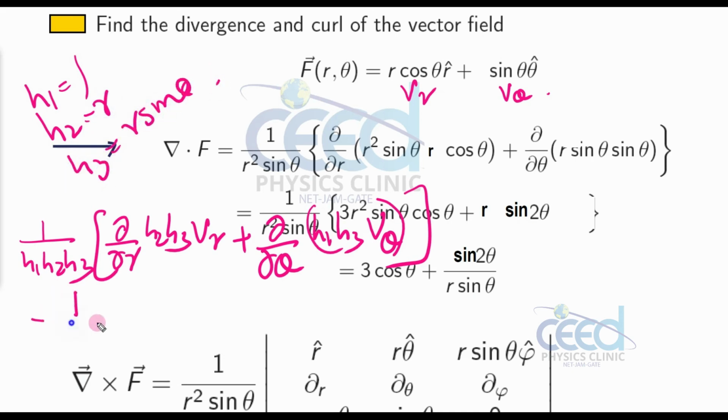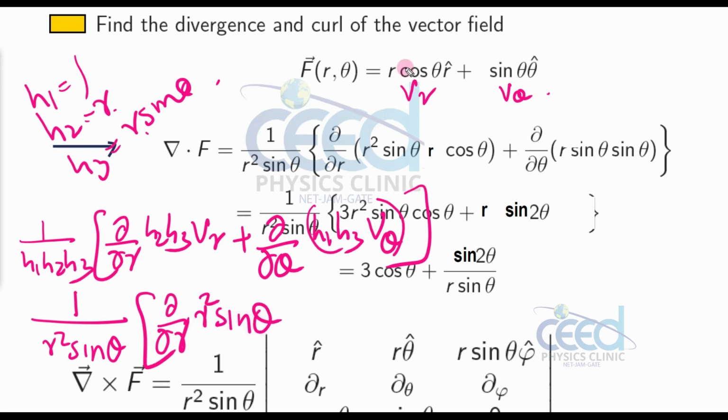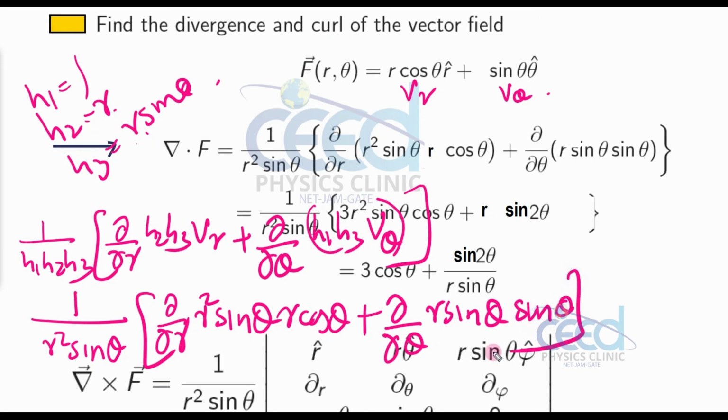Right, when I am substituting this, h1 h2 h3 gives 1 by r² sin θ, into ∂/∂r of h2 h3, that is r² sin θ, into VR, where VR is equal to r cos θ, plus ∂/∂θ of h1 h3, that is r sin θ, into V_θ, that is sin θ. Okay, so when I am doing this, I can take r cubed, sin θ cos θ out. Okay, so I can do this here.